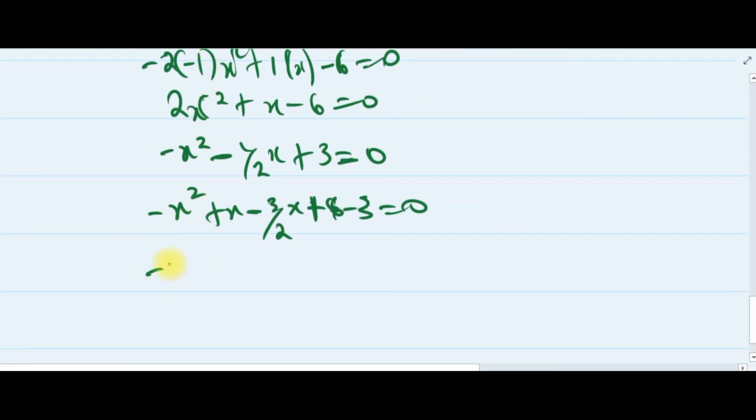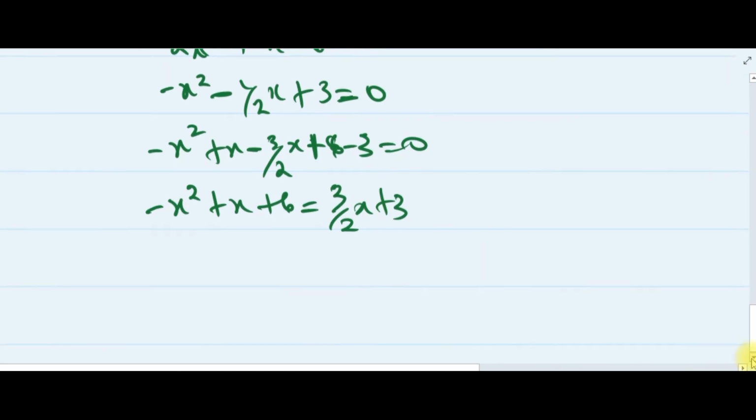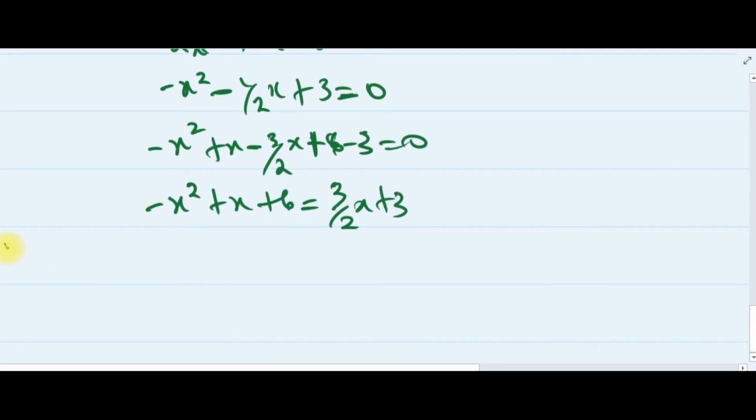So we're left with, let me write the curve we plotted. That's the curve. So move any other thing to the other side. We have 3 over 2x plus 3. So this is now the point of intersection. We have two functions here. That's the point of intersection.